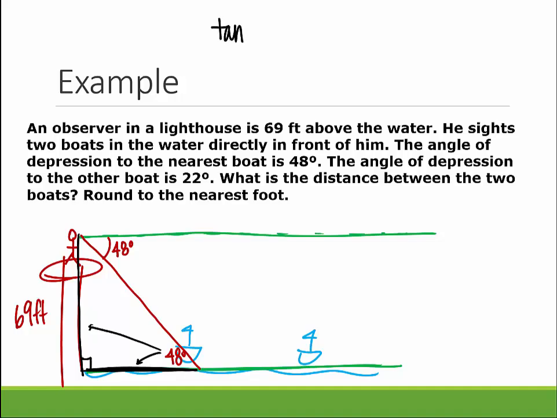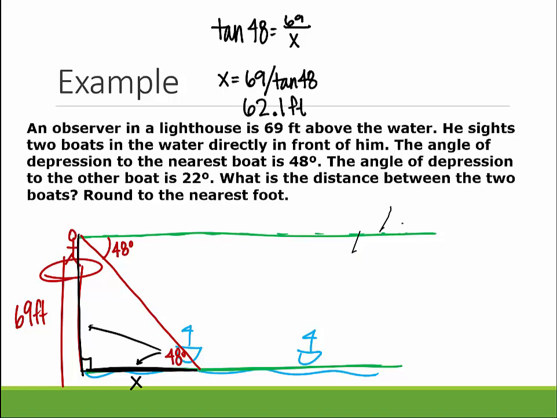So we want to take the tangent of 48 degrees is the opposite, which is the 69 feet, that's how tall he is, over the adjacent, what we don't know. And if we rearrange this, multiply both sides by x and then divide by tangent, we get that x is 69 divided by the tangent of 48. So when you go and you type that in your calculator, you end up with about 62.1 feet.